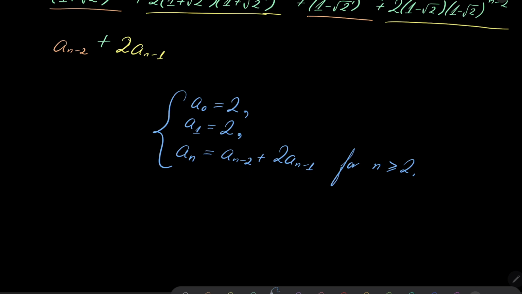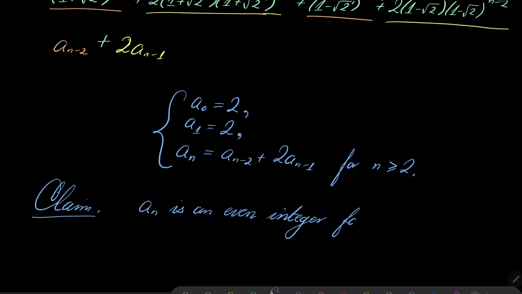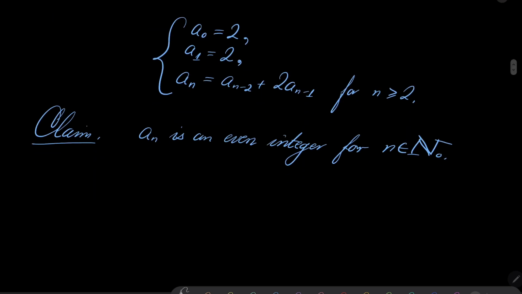So it's a very easy claim to verify. So a_n is an even integer, for every natural number n, actually. All right. Now, next thing.